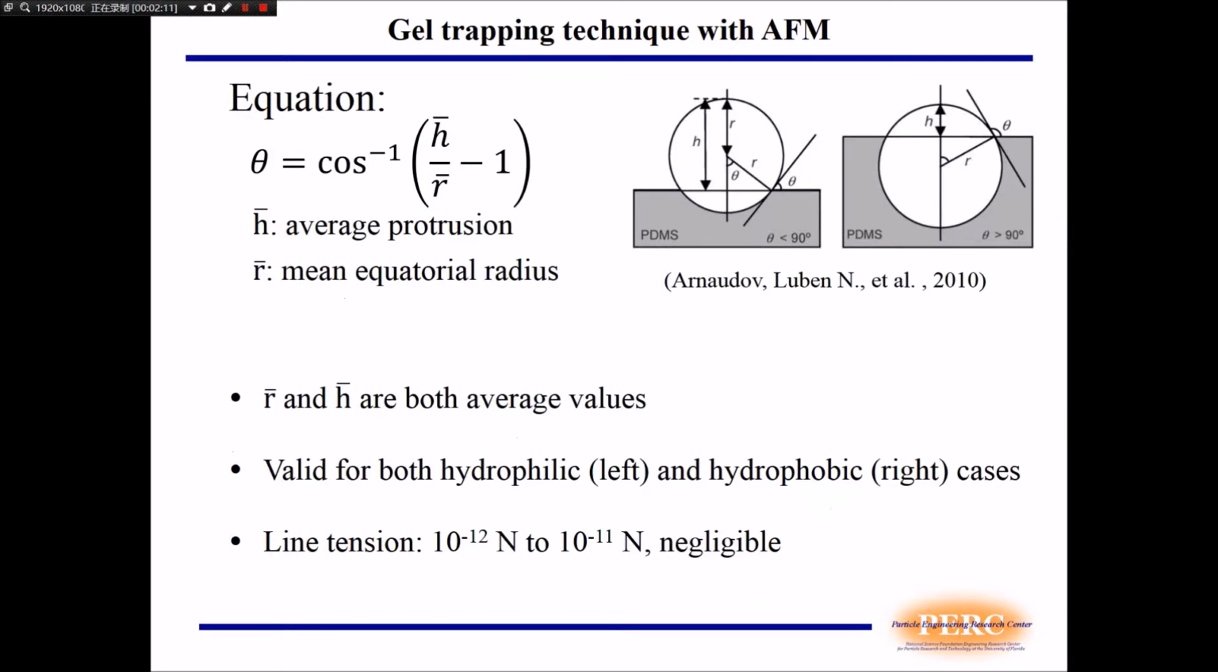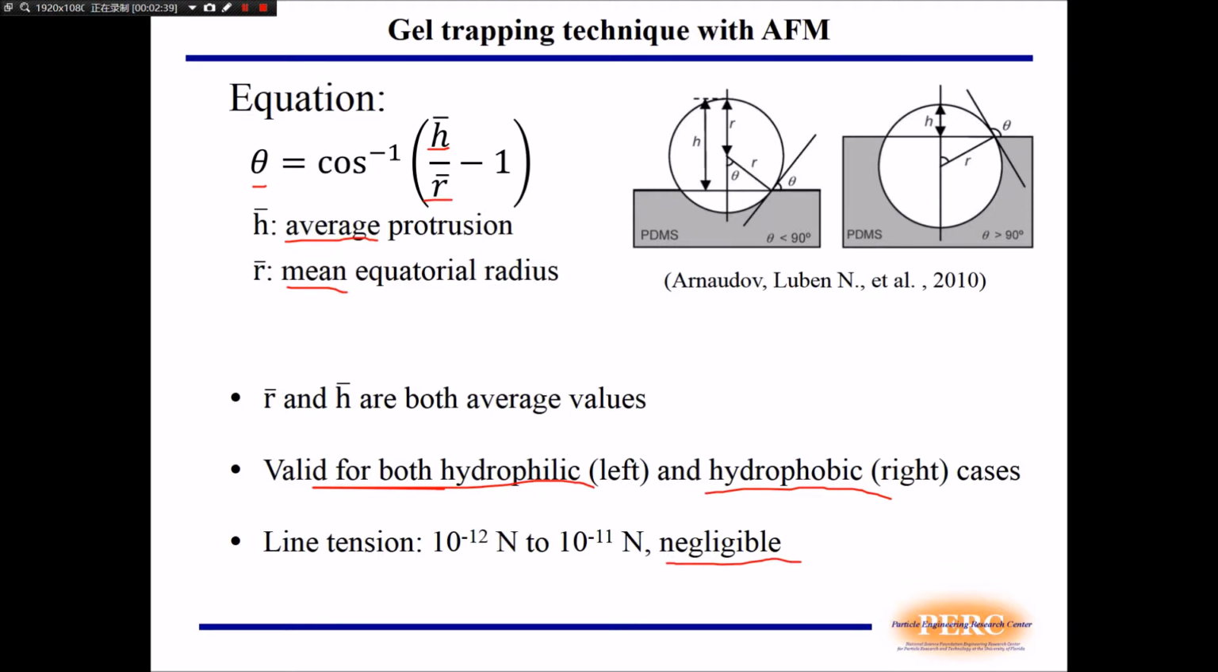The equation shows the relationship between contact angle and particle radius r at protrusion height h. Note that r and h are both average values. This equation is valid for both hydrophilic and hydrophobic interfaces, as shown in the figure on the upper right. In this experimental setup, the calculated line tension is about 10 to the minus 12 to 10 to the minus 11 Newton, and it is negligible.